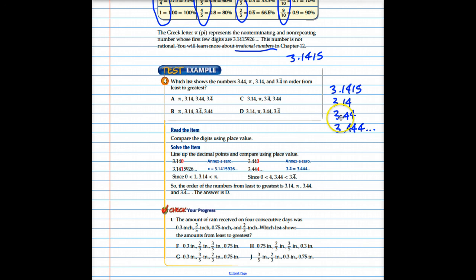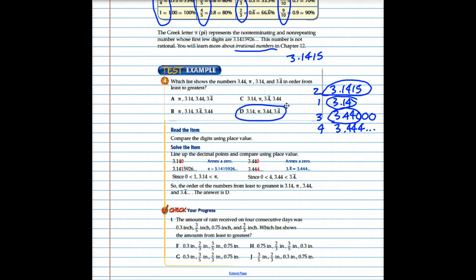So if we want to go least to greatest, it's going to be 3.14 is the smallest. Then 3.1415, which is pi. And our third number is this one. This is confusing because 3.44 is actually less than this, because if you wanted to extend this, they would all be zeros instead of fours. So this is our third, this is our fourth. So the correct answer would be 3.14, then pi, then 3.44, then 3.4 repeating, which would be D.